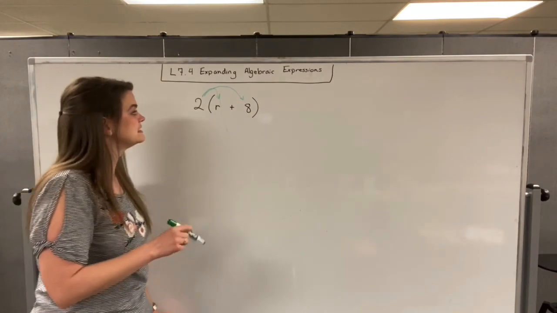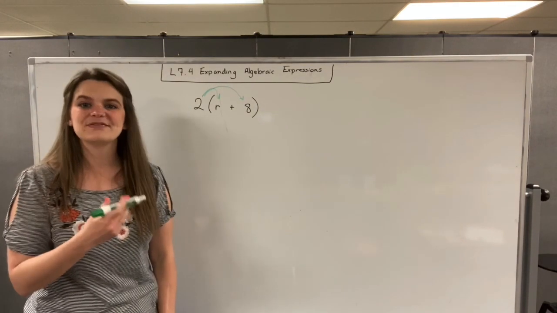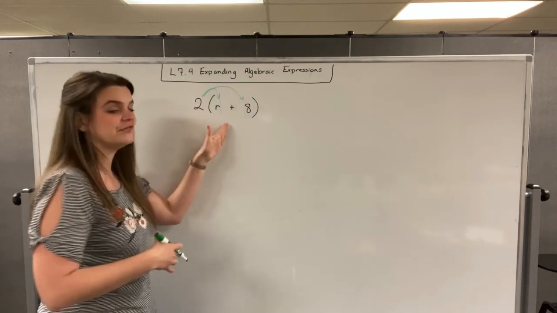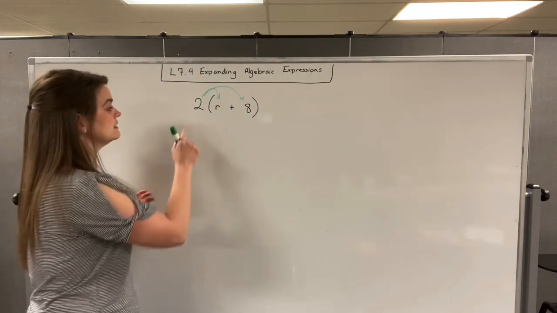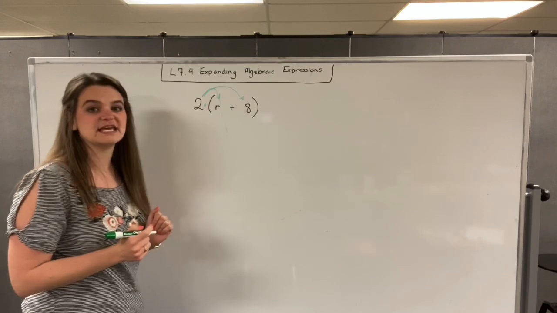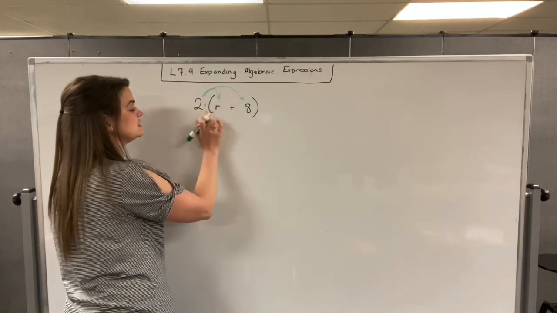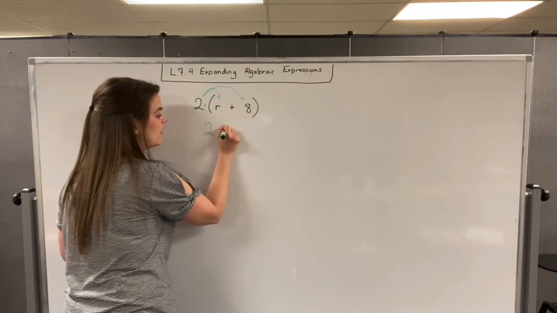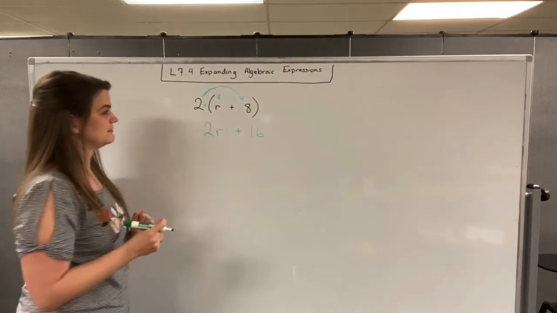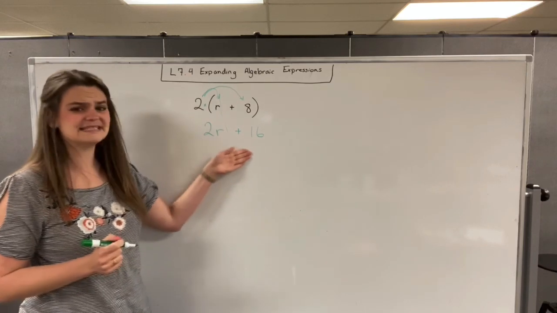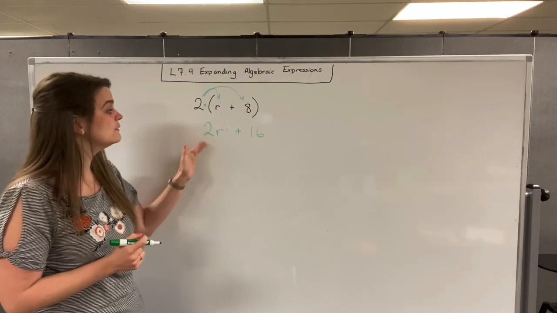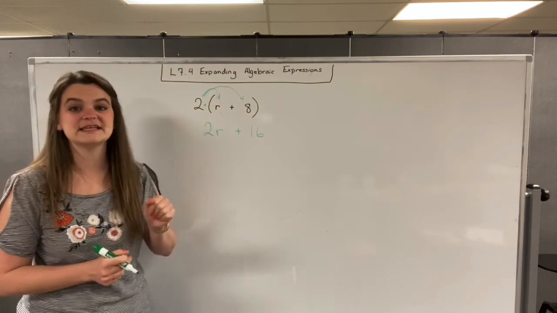2(r + 8). So we want to take our 2 and distribute it. We want to give it to both the r and the 8. So if we take 2 parentheses, remember this is just another way to write multiplication. So this means 2 times r, 2r, plus 2 times 8, 16. Okay, this is what we call expanding algebraic expressions. We've taken the 2 and we've distributed it to everything inside the parentheses.